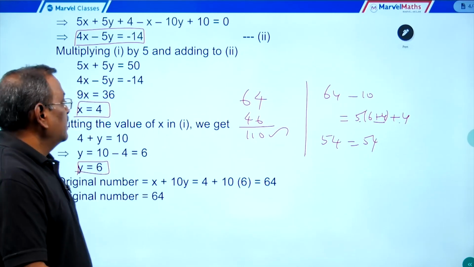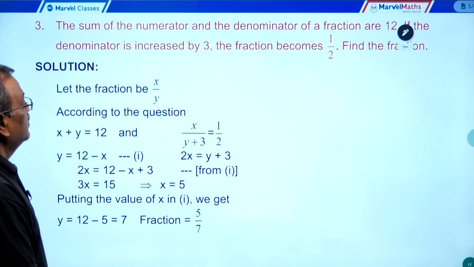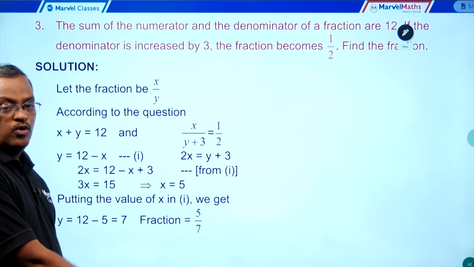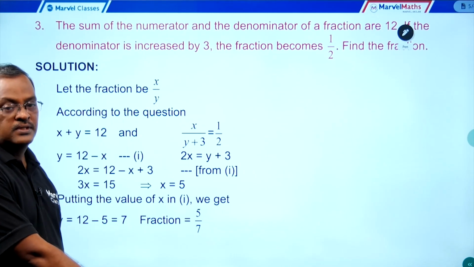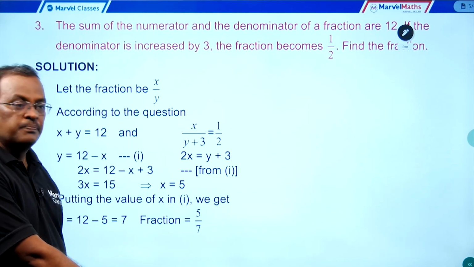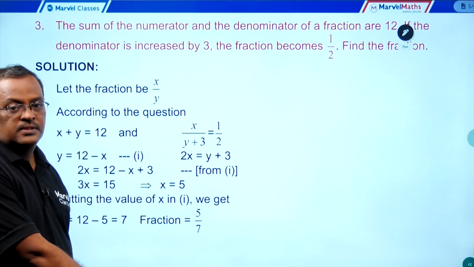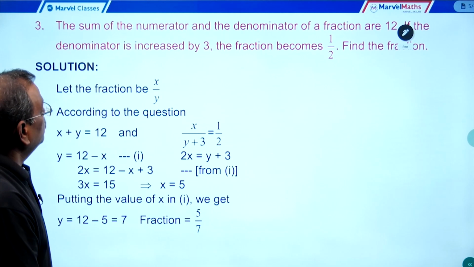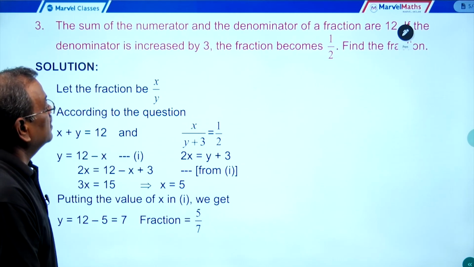And type 3, fraction related problem. Third type, fraction related. There are more than 25 types of word problem as per the current syllabus. But in this video, I am going to discuss only 20 questions. Sum of the numerator and denominator of a fraction is 12.